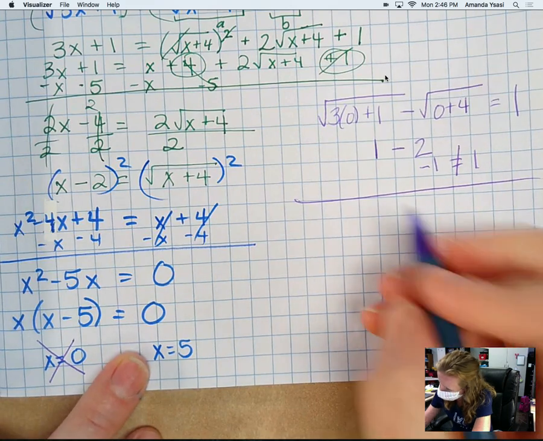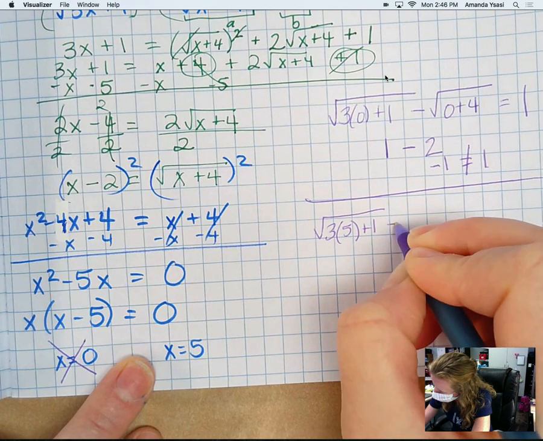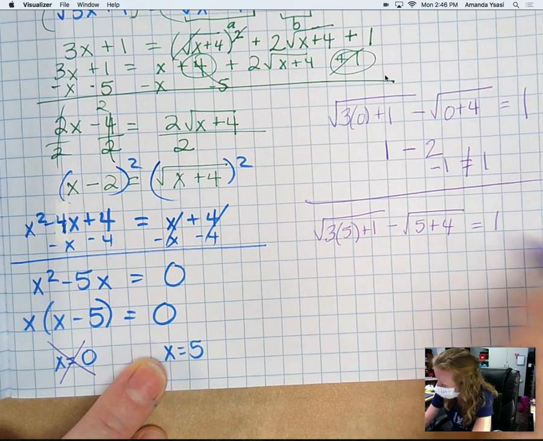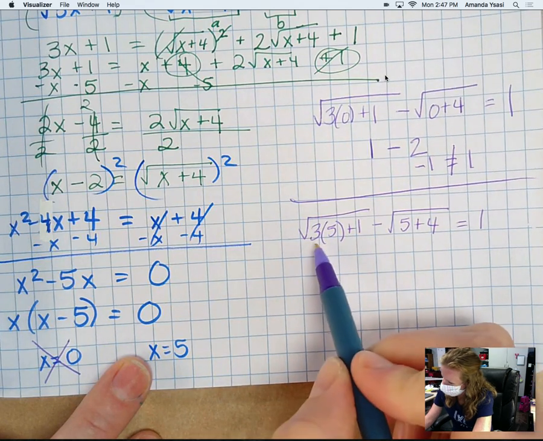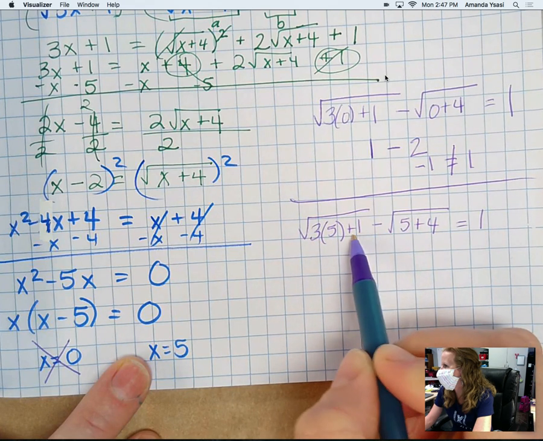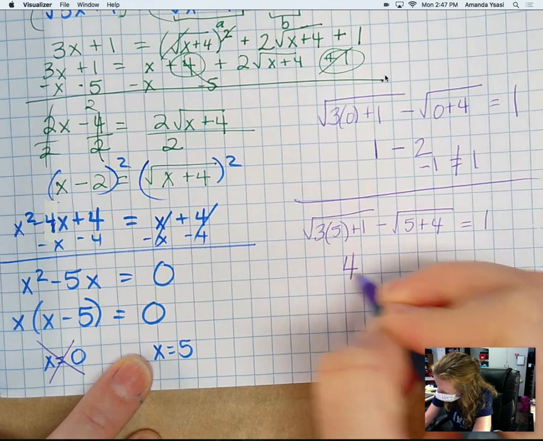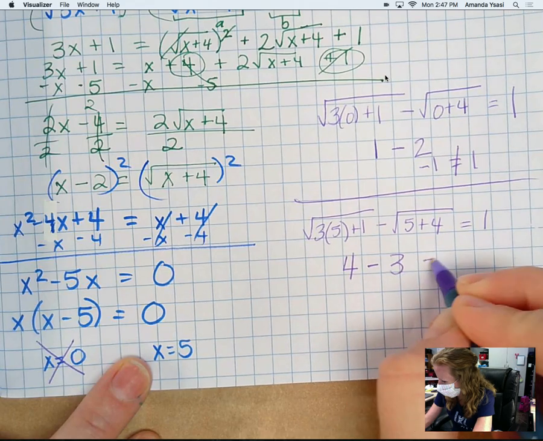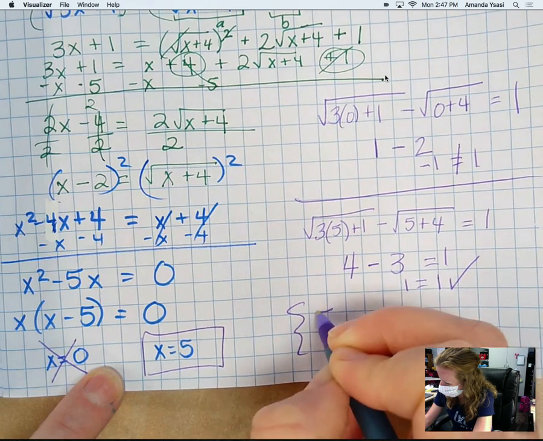So then we try 5. Square root of 3 times 5 plus 1 minus square root of 5 + 4 equals 1. So inside here, we have 3 times 5 is 15. 15 plus 1 is 16. Square root of 16 is 4. Minus square root of 9 is 3. So that does equal 1. So our only solution is 5.